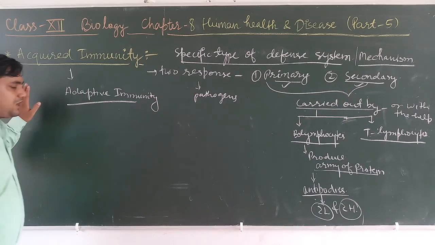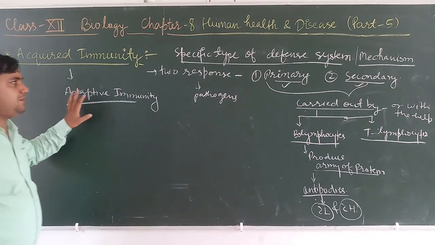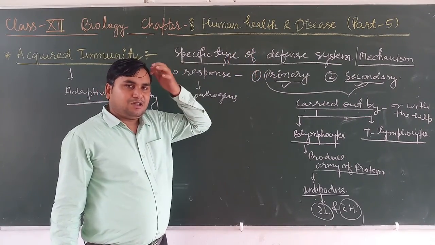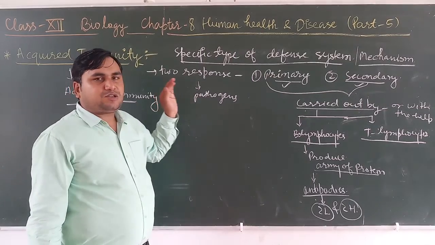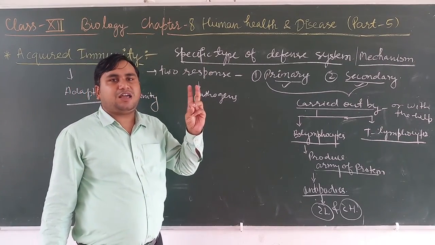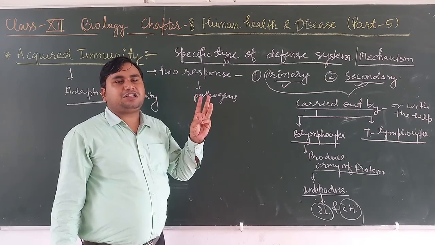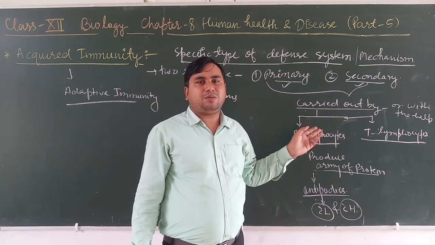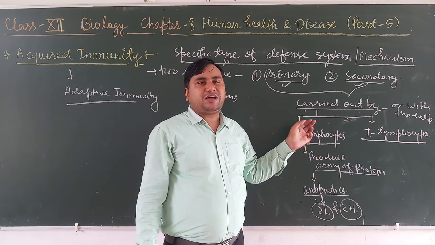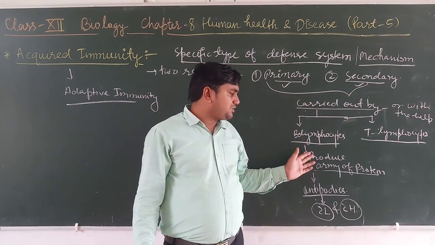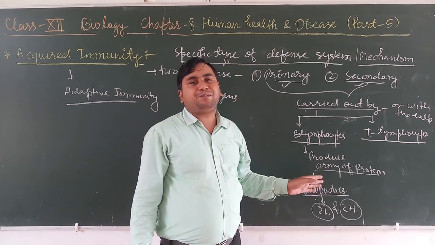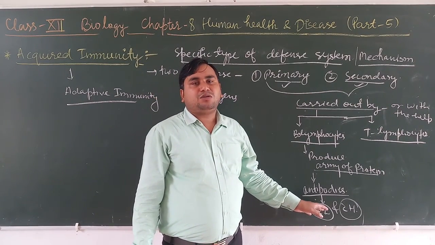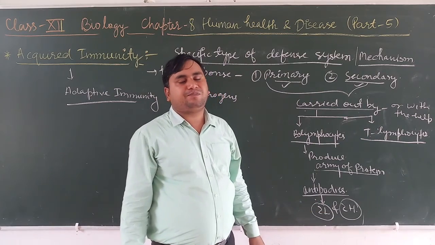Once again, this is acquired immunity, also known as adaptive immunity of the organism. It is a specific type of defense mechanism or system of the body of an organism. On the basis of pathogen response, acquired immunity has two types: primary response and secondary response. This is carried out with the help of B lymphocyte and T lymphocyte, and here B lymphocyte produces an army of proteins called antibodies that have two light chains and two heavy chains.